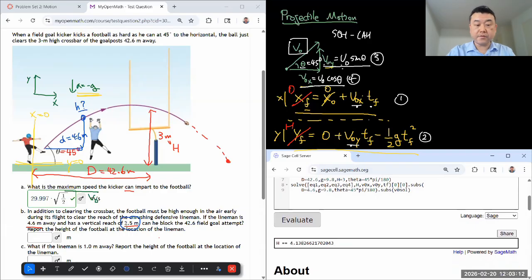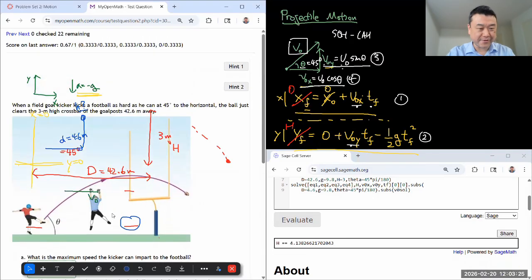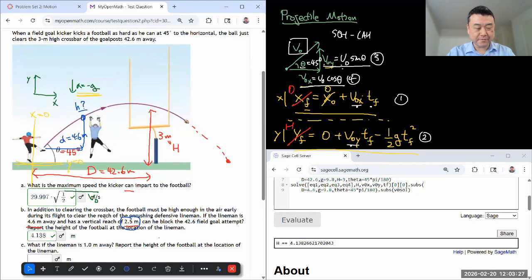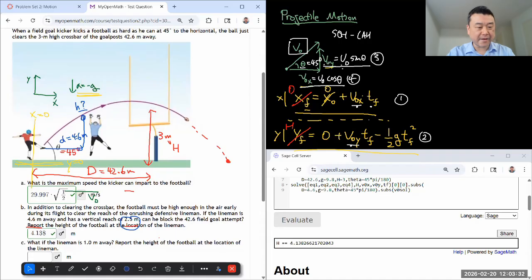Now I can compare it to the vertical reach of the lineman and report the height. Oh, that is what it's asking. Okay, so 4.138. I thought I was clever doing what I was doing, but that's what the question is actually asking. So comparing this, you can say the lineman cannot catch it.